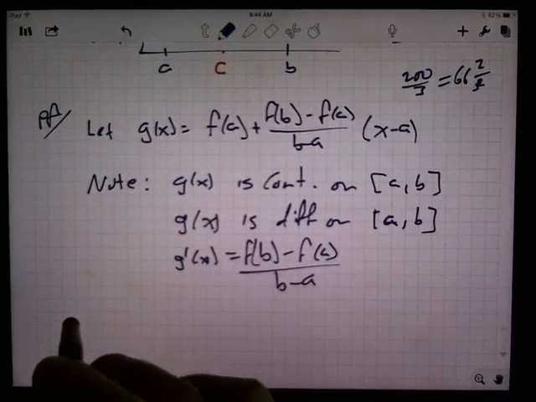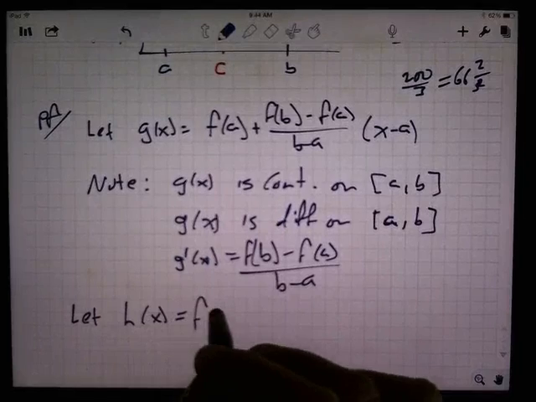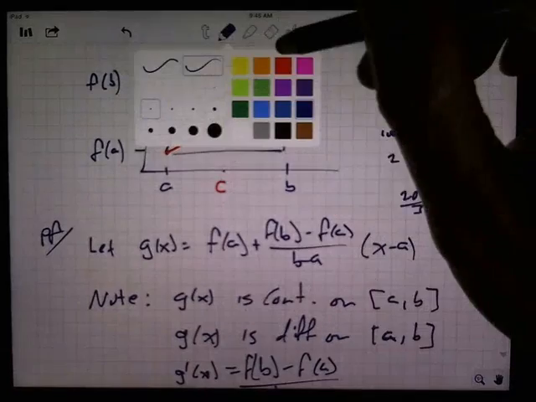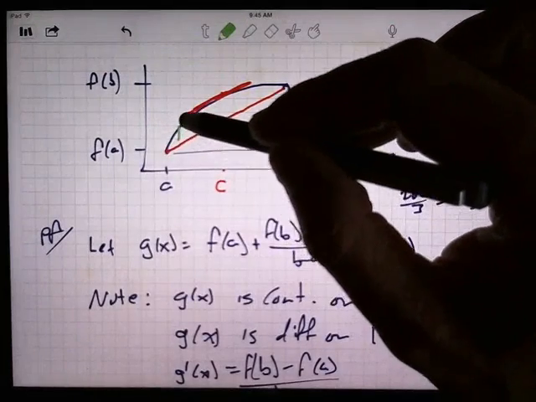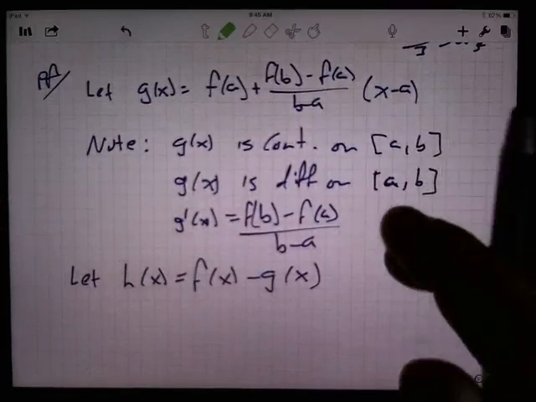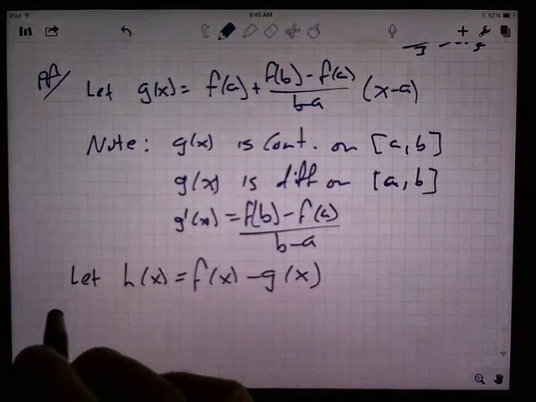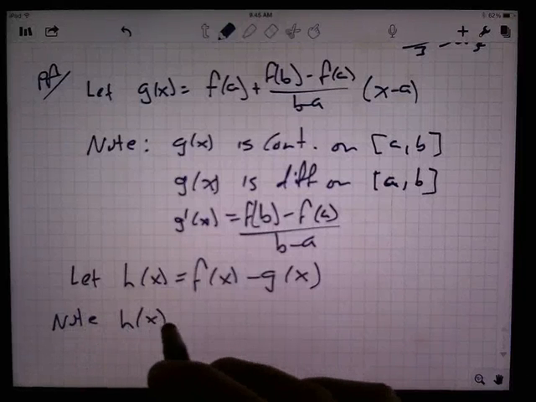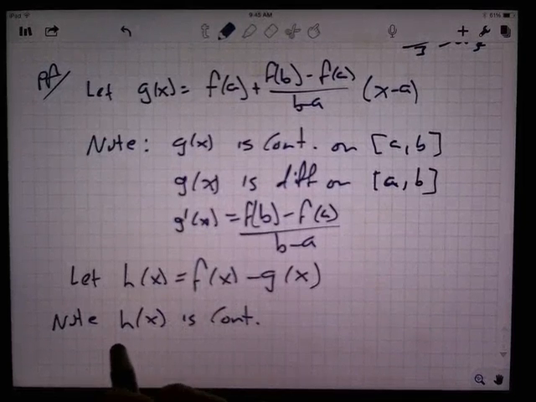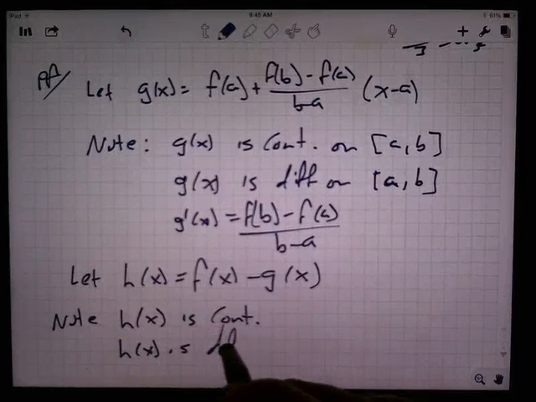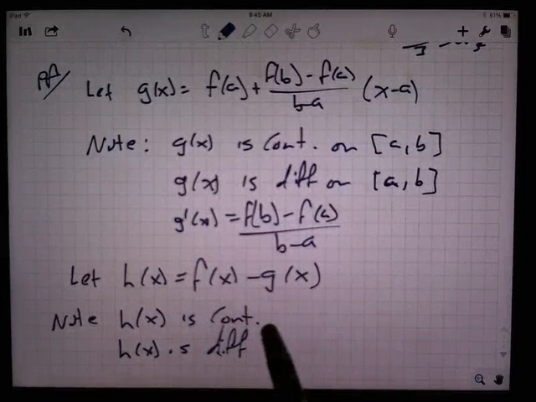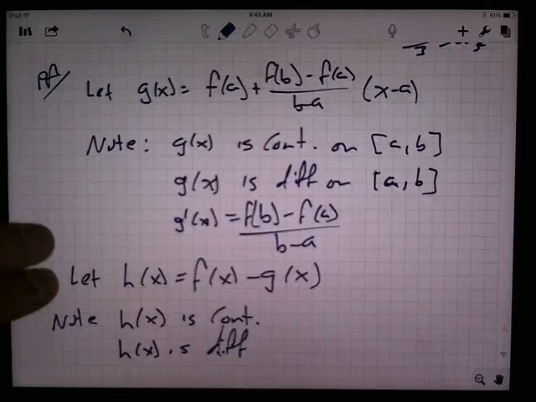So now I'm going to define another function. Let h of x equal f of x minus g of x. So h is going to be measuring the difference between the two, f minus g for each value of x. Now h of x is the one that I really want to look at here. Note that h of x is continuous. Why is it continuous? Because it's a difference between two continuous functions. H of x is differentiable. Why is it differentiable? Because it's the difference of two differentiable functions, and the derivative of a difference is the difference of the derivatives, so the derivative of h will exist everywhere.